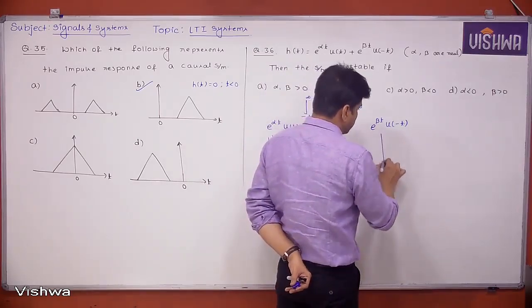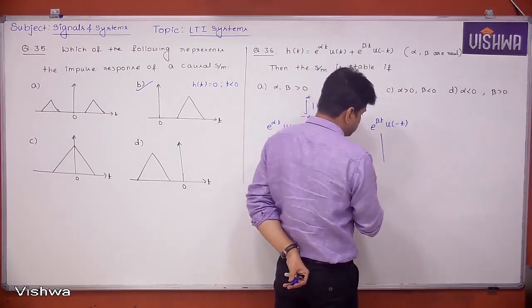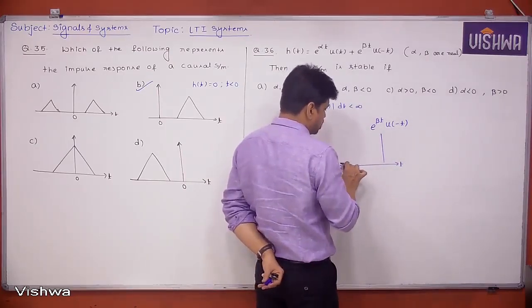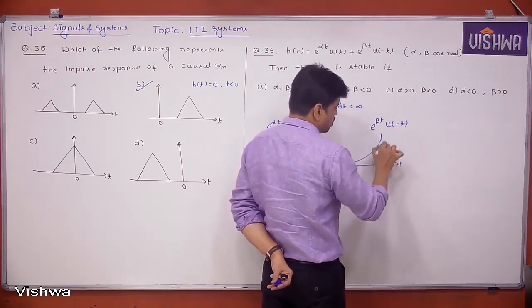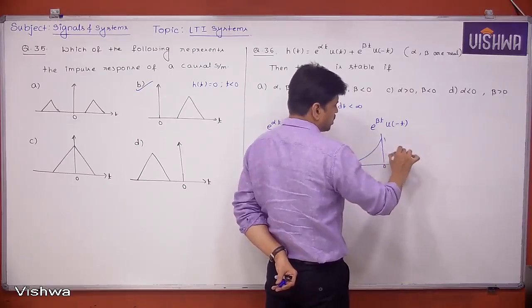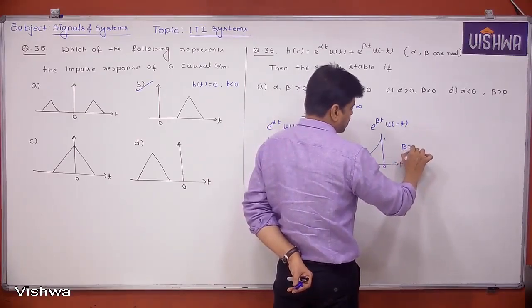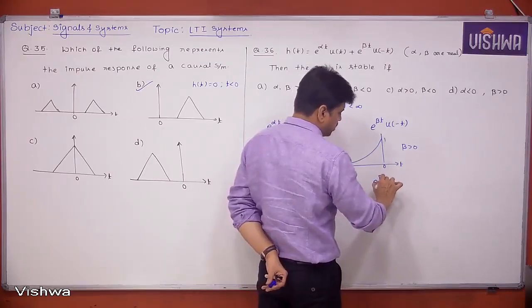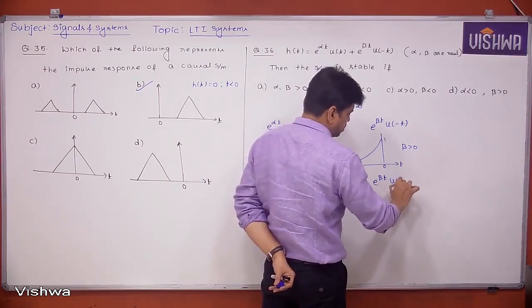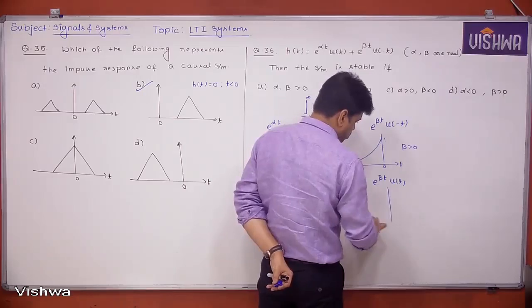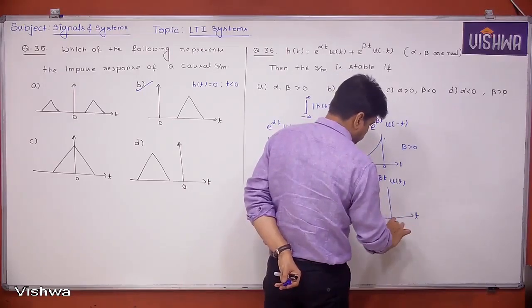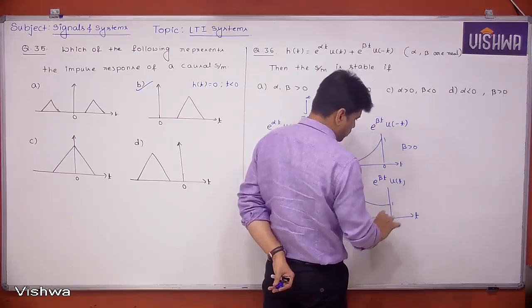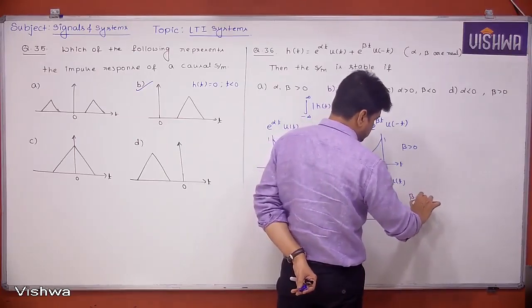Here also we have two options, because it exists only for negative values. So this may be a growing exponential. This is going to be a growing exponential if beta is greater than 0. Next, e power beta t u of minus t, it may look like this also. It is a decaying exponential when beta is less than 0.